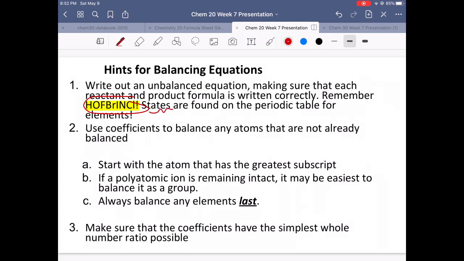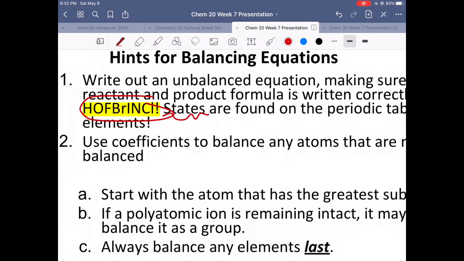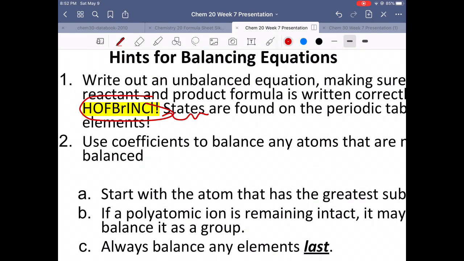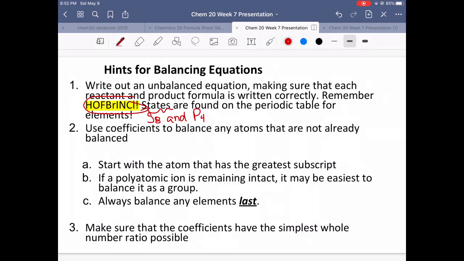The states of matter I mentioned are on the periodic table. Please also recognize we have a couple other exceptions there. I've mentioned them many times before. Sulfur is S8 and phosphorus is P4. It is your responsibility that when you see those elements singularly part of a reaction, they have to be expressed. S8, P4, and then the diatomic ones.